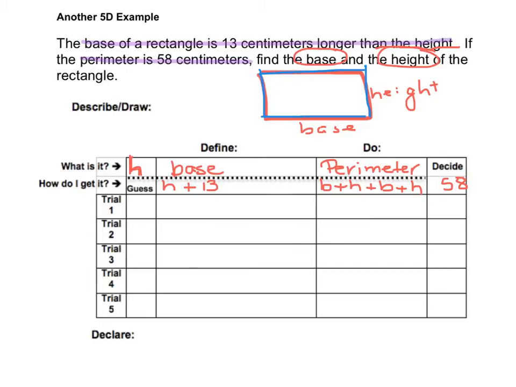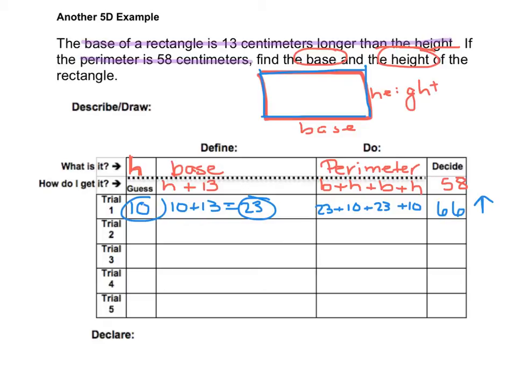So to guess, let's see, I know I'm going to add all four sides. I'm just going to start with 10. I'm going to guess that the height is 10. And if the height is 10, the base is going to be 10 plus 13, which is 23. And now I need to do 23 plus 10 plus 23 plus 10, let's see, that's 20, 30, 40, 50, 66. So I am actually pretty close, but it's a little high.